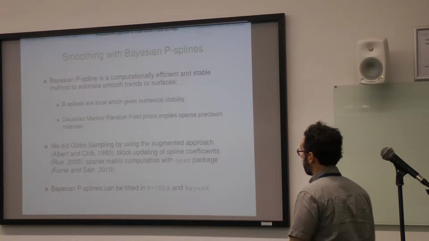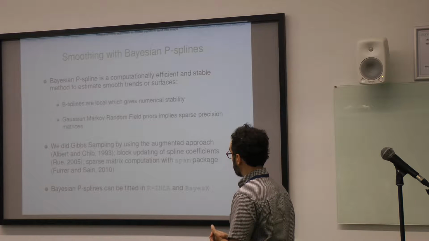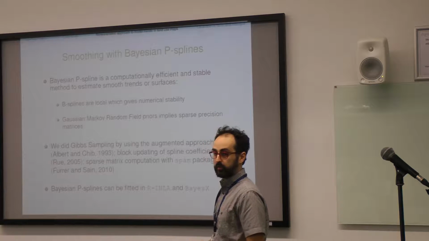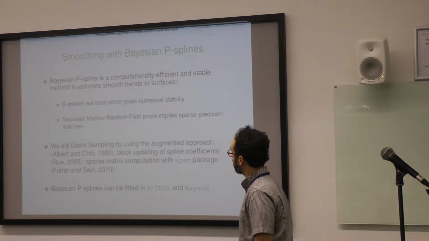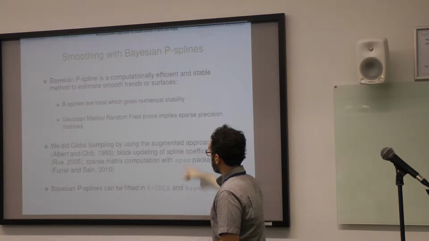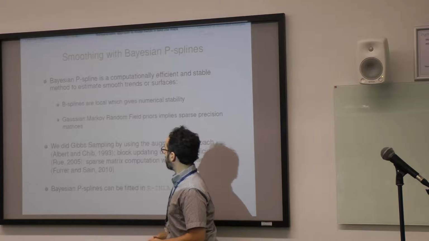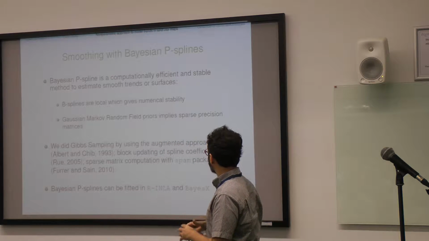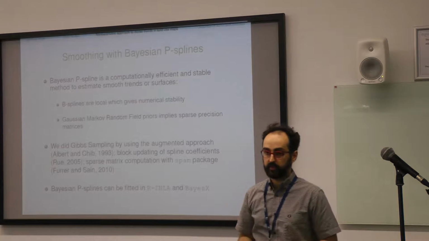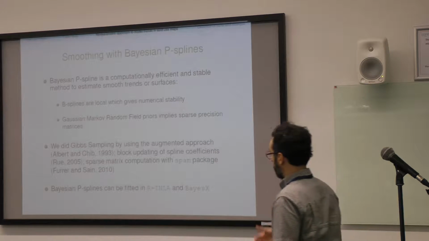So it's a good method for smoothing, and it's good because these b-splines are local, so you have good numerical properties. Then the smoothing prior that you assume is a Gaussian Markov random field, which implies sparse precision matrices, so you also get efficiency in estimation because you can use sparse matrix computations. You can implement a Gibbs sampling.